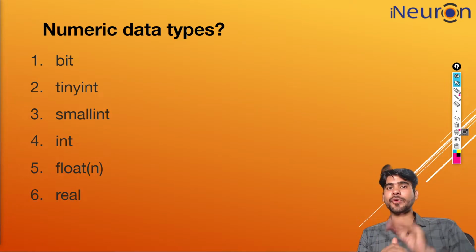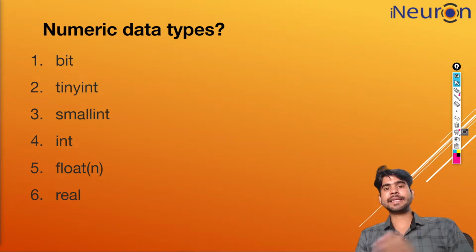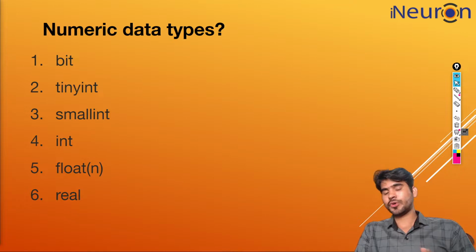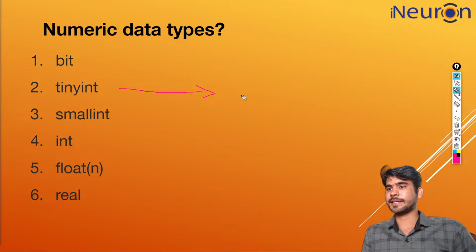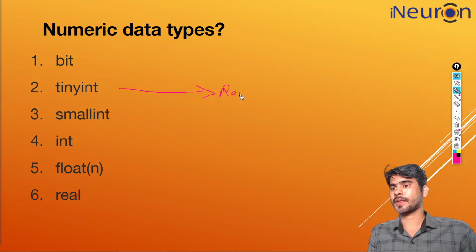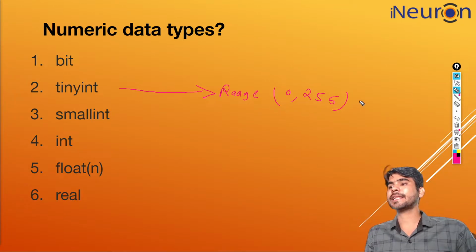So whenever you want to define a bit, it means it's an integer and the value is 0, 1 or null. Okay. Second, we have tinyint. Tinyint allows whole numbers from 0 to 255. The range of the tinyint is 0 to 255, and it allows whole numbers.